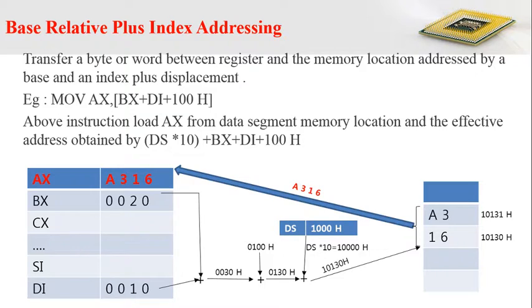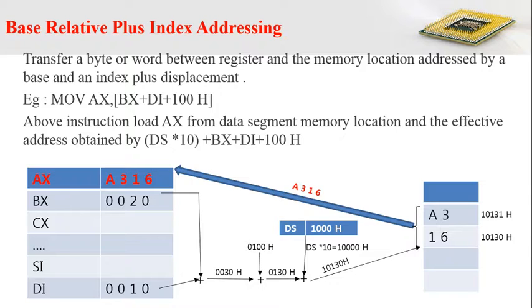Okay, next is about base relative plus index addressing, in which the displacement value is represented as the content of any base register and any index register, together with the displacement value. All these are directly available in this instruction itself. And the starting address of the data segment, from which we need to find the displacement or the offset value, is available in our data segment register.